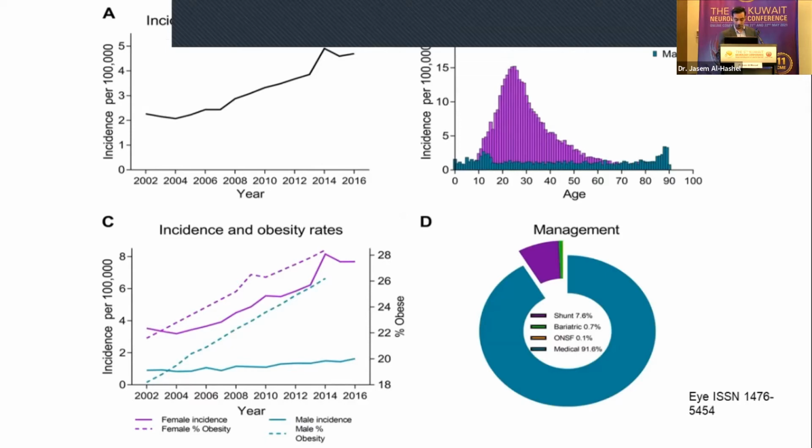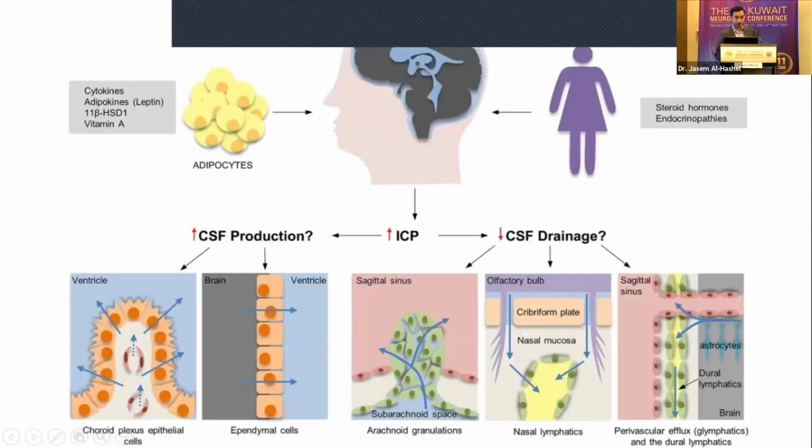So what is the cause of IIH? It is still not completely understood. We know that it's more common in obese patients, and this may be related to obesity being a chronic inflammatory disorder with the release of cytokines, adipokines, leptin, which has been found to be increased in the CSF of IIH patients, and other enzymes. In addition, obesity may lead to venous stasis and increased venous pressure intracranially. We'll talk about that later. So it's either increased CSF production or decreased CSF drainage, which lead to high ICP.